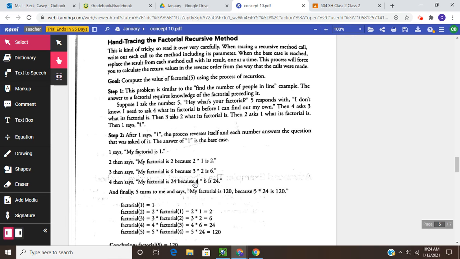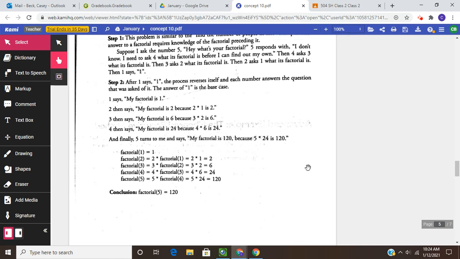So after 1 says it's 1, the process reverses itself, and each number is able to answer the question that was asked of it. The answer 1 is the base case. So 1 can say my factorial is 1. So 2 says, then my factorial must be 2 because 2 times 1 is 2. Then 3 will say my factorial is 6 because 3 times 2 is 6. Then 4 says, oh, my factorial is 24 because 4 times 6 is 24. And finally, 5 turns to me and says, my factorial is 120 because 5 times 24 is 120.